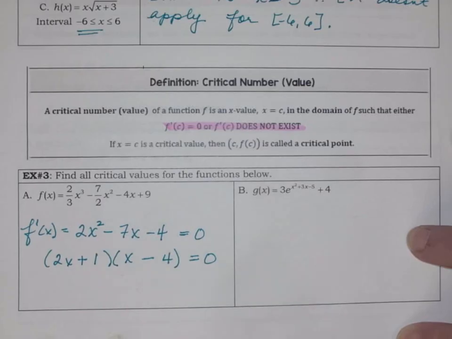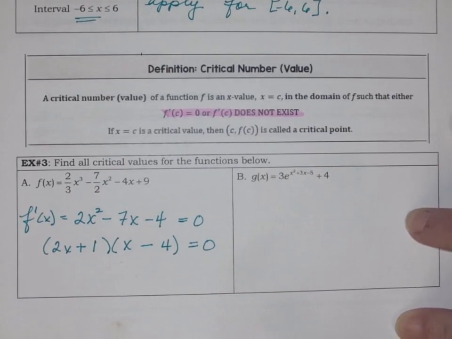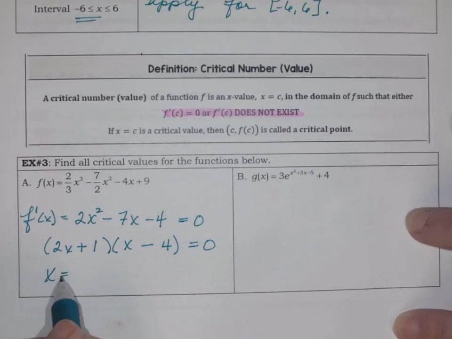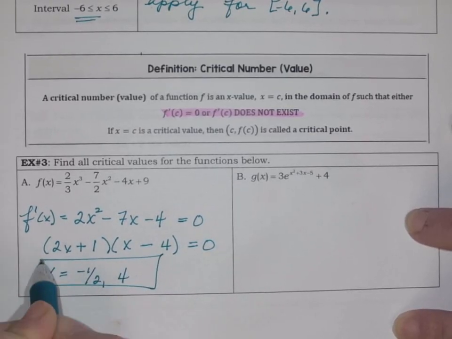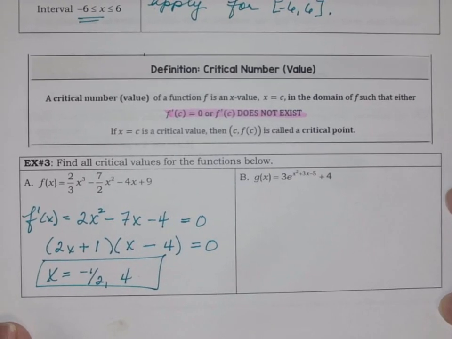Do whatever you need to do to factor it, okay? There's a million different factoring methods. All right, and then, because that'll give me -8 and plus 1. All right, so then that gives me my critical values are -1/2 and 4. Okay, so simple. We've done this before.